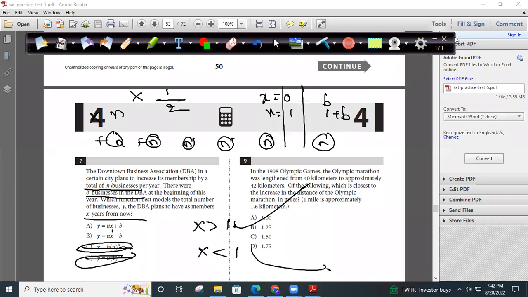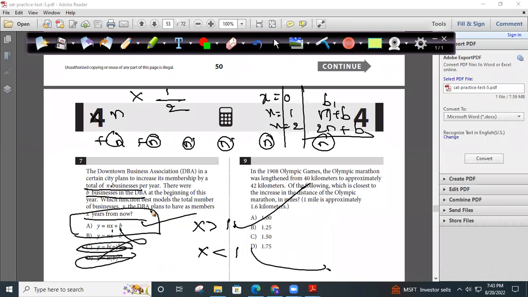Correct, right? Every year it is increasing by n. So when x is equal to 1, it should be n plus b. When x is equal to 2, it should be 2n plus b, because every year it is increasing by n. Now put x equal to 0 in these options. You should get b. The only option where I'm getting b is A for Agra. So A for Agra should be the answer.